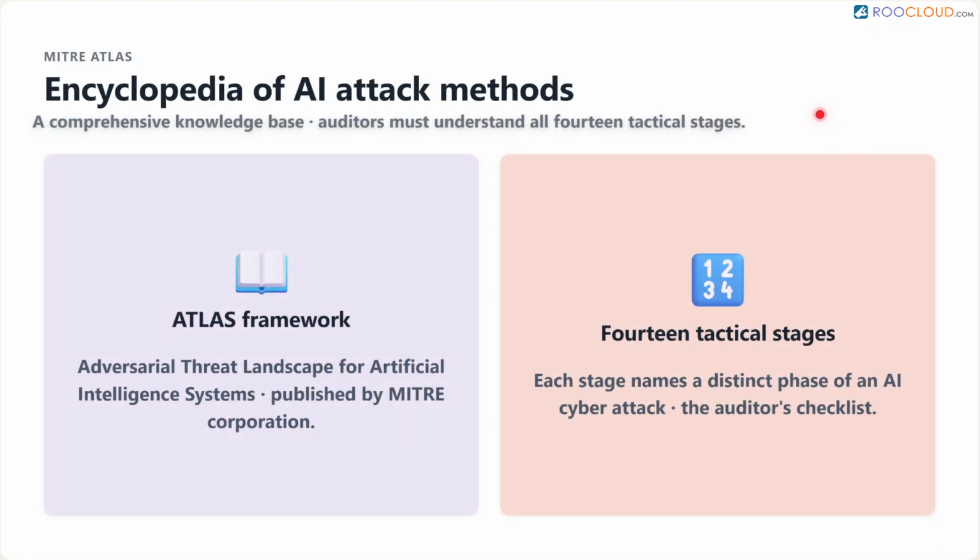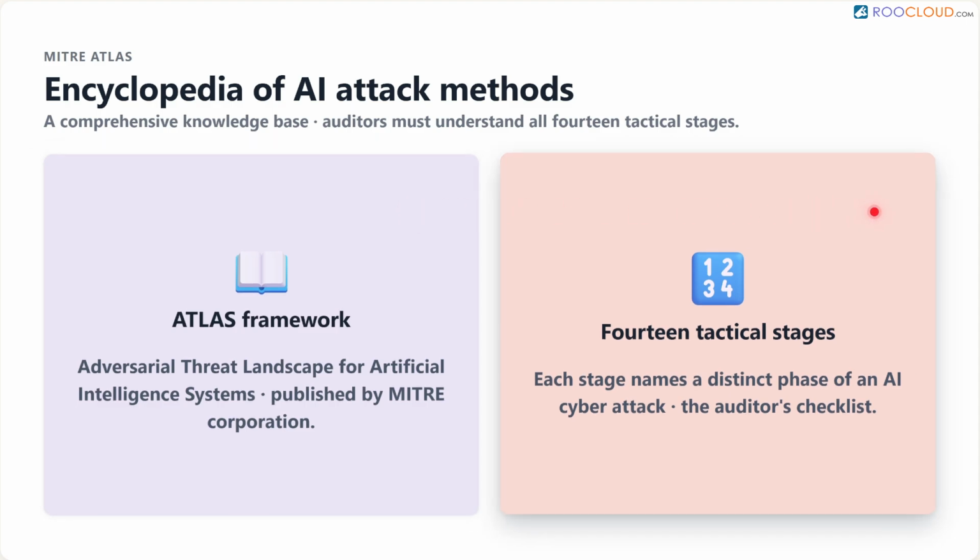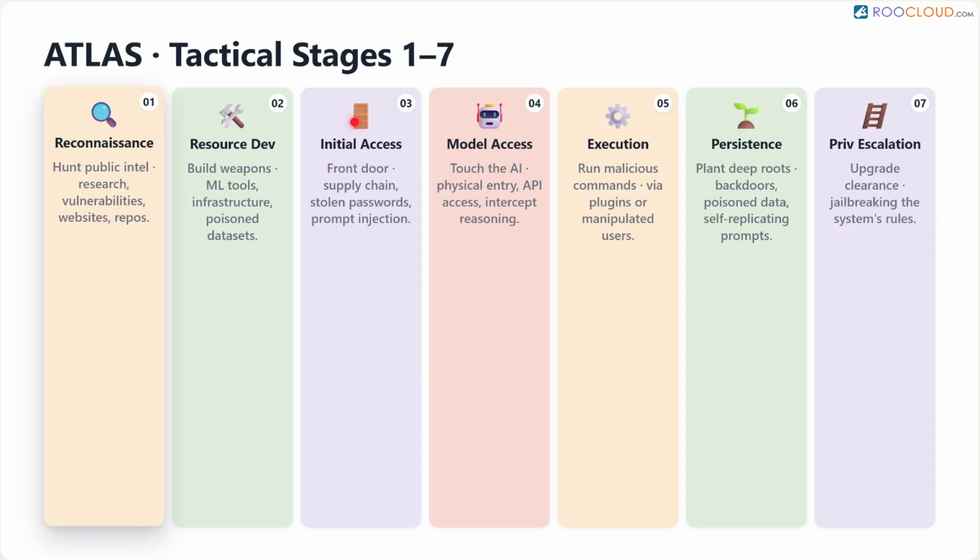To thoroughly understand these threats, the MITRE Corporation built a comprehensive encyclopedia of attack methods called the Adversarial Threat Landscape for Artificial Intelligence Systems, or ATLAS. As an auditor, you must understand all 14 tactical stages a criminal might use within this framework. First is reconnaissance, where attackers quietly gather intelligence by reading public research, hunting for known vulnerabilities, scanning the victim's websites, and snooping through application repositories.